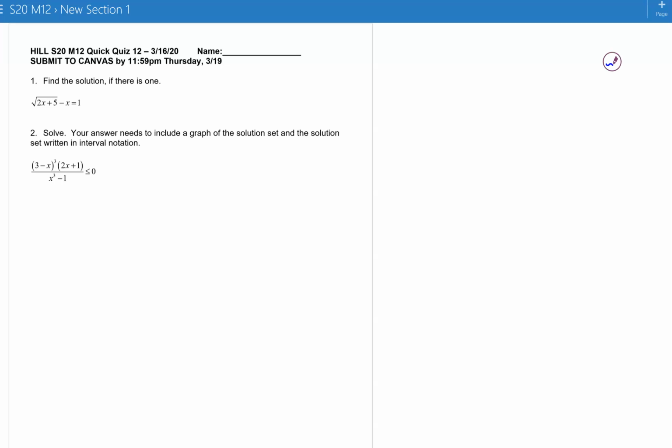So this is the key to Quiz 12. This is the part we usually would do in class together. So number 1, you have the square root of 2x plus 5 minus an x equals 1.